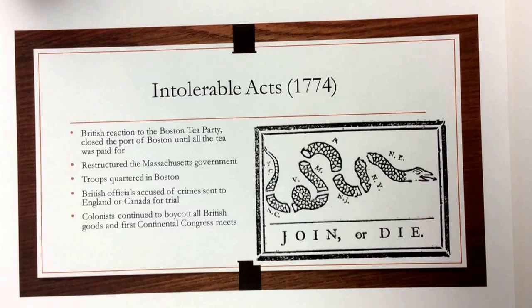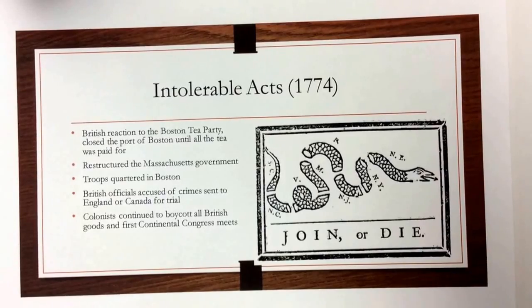Troops are going to be quartered in Boston. That means they show up to your house, they take over your house, and you don't have a say in it, or you go to jail. Anybody that was British that was accused of crimes is now sent to England or Canada for trial, and colonists continue to boycott all British goods. The First Continental Congress meets to decide what they should do.